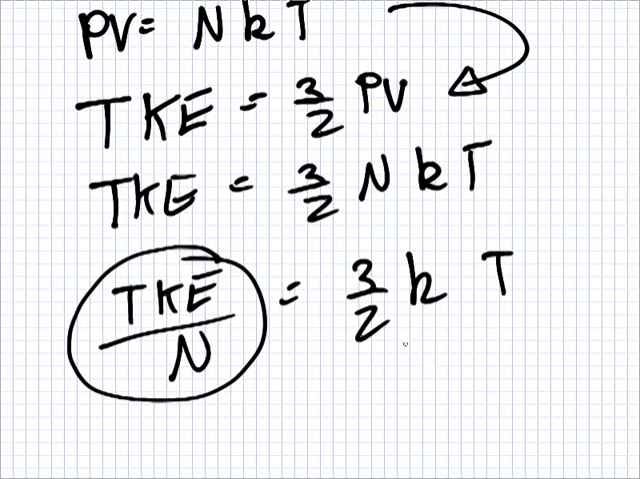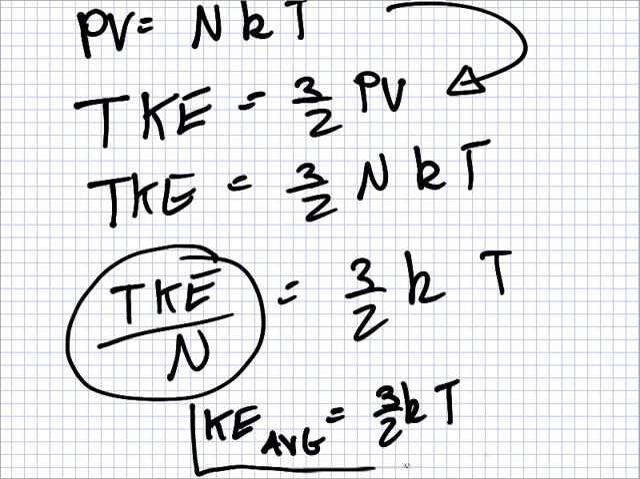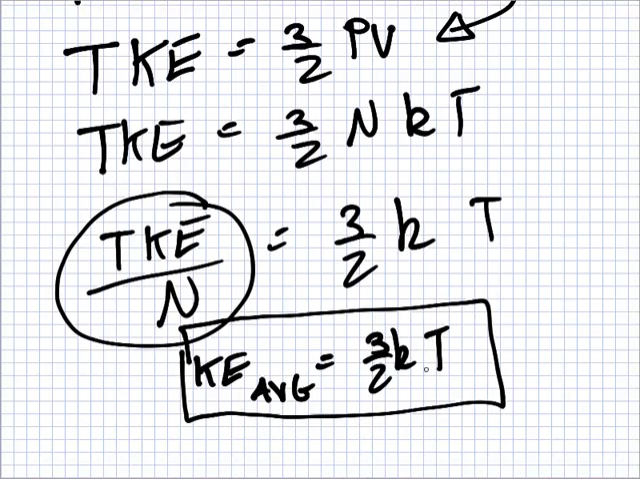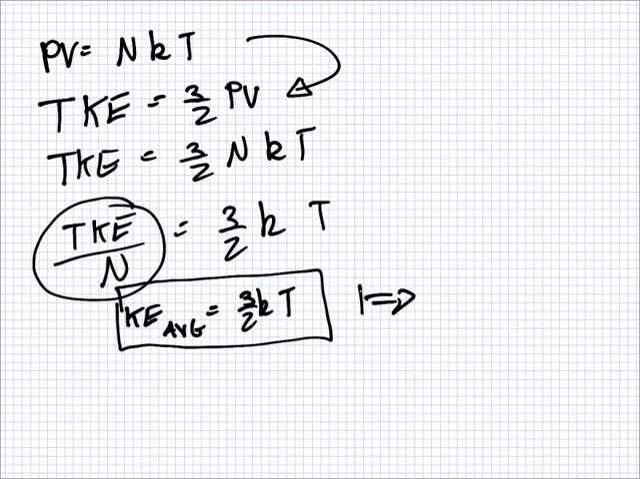So this is like saying the average kinetic energy is equal to 3 over 2 kT. That's our formula. And if you want, you can write it as a relationship like this. You could also say that the average kinetic energy is proportional to temperature.